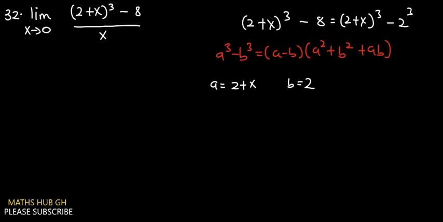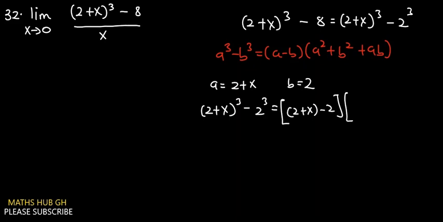Okay, so from here you are going to have (2 + x)³ − 2³ equal to (2 + x − 2) multiplied by [(2 + x)² + 2² + 2(2 + x)]. Okay, this is what you are going to have. So now let's simplify this and see.